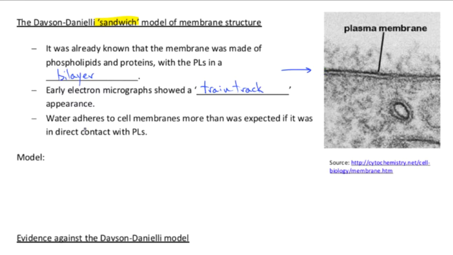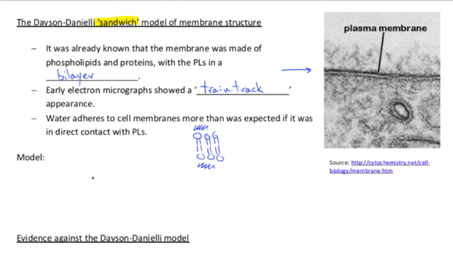As well, water adheres to cell membranes more than it was expected it would if it were in direct contact with phospholipids. In other words, if this was the bilayer, and there were water in direct contact with it at times, here and here, it was thought that the results you'd get from surface tension experiments would have been different than what they were. So this was thought to be wrong.